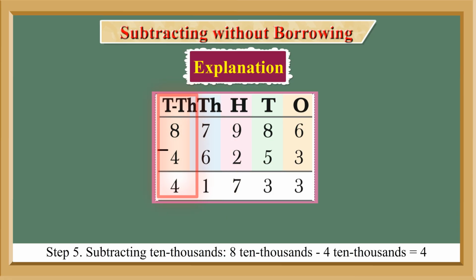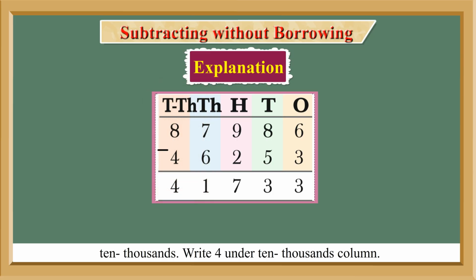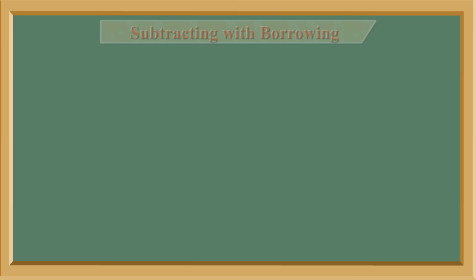Step 5. Subtracting ten thousands. 8 ten thousands minus 4 ten thousands is equal to 4 ten thousands. Write 4 under ten thousands column.